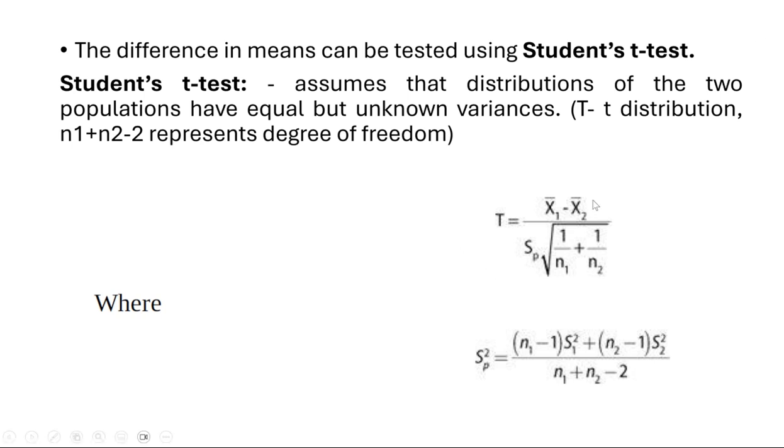T is a t-distribution, and X1 bar and X2 bar are the mean values of the respective samples 1 and 2, and SP is the pooled variance of the total population, and N1 and N2 are the numbers of observations present in samples 1 and 2. Here we have to calculate the unknown total population variance, which can be calculated from the given values. S1 square and S2 square represent the variances of sample 1 and sample 2. N1 plus N2 minus 2 is termed the degrees of freedom.